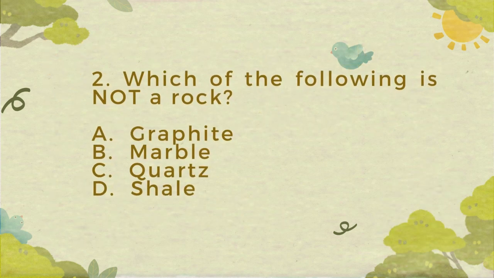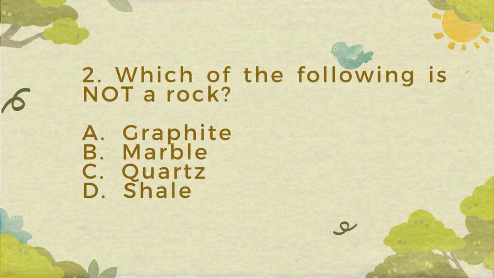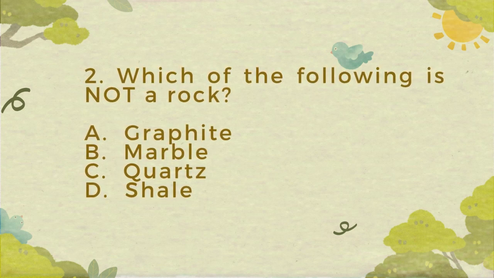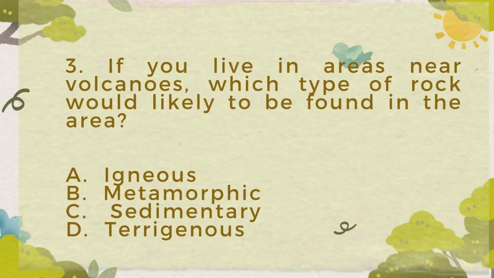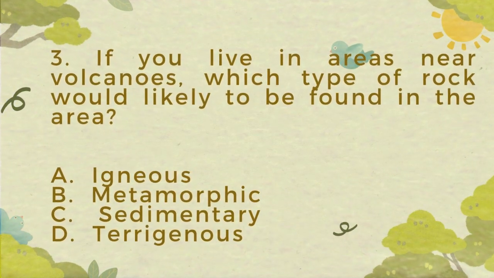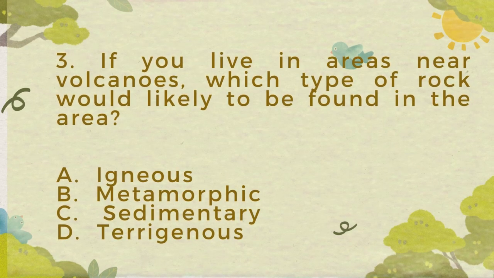Number 2 question. Which of the following is not a rock? A. Graphite. B. Marble. C. Quartz. D. Shale. Number 3 question. If you live in areas near volcanoes, which type of rock would likely be found in the area? A. Igneous rock. B. Metamorphic rock. C. Sedimentary rock. And D. Terrigenous rock.